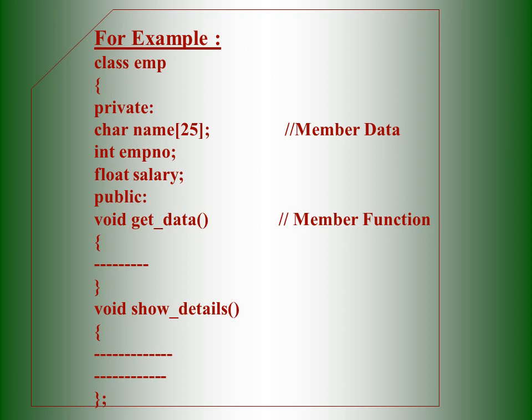This is a simple example C++ program. See here, class is a keyword and emp is a class name. In it we declare the access specifier private, and we declare variables using different kinds of data types. This is the purpose of using classes. The character name, integer employee number, and float salary are the variables we have declared under the private access specifier. These are referred to as member data.